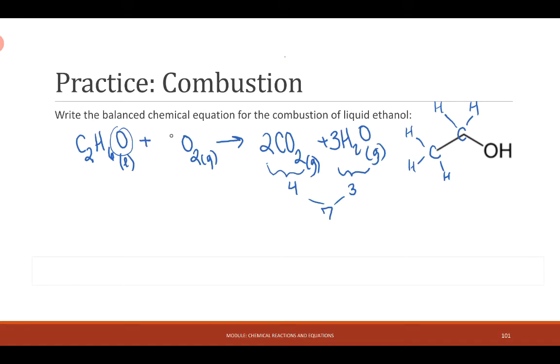And so now I can make that a 3 so that I have 1 plus 6, which is 7. So now I am balanced. It's important to remember that oxygen over here because that could really mess up your coefficient if you forgot about that oxygen as part of the other reactant.